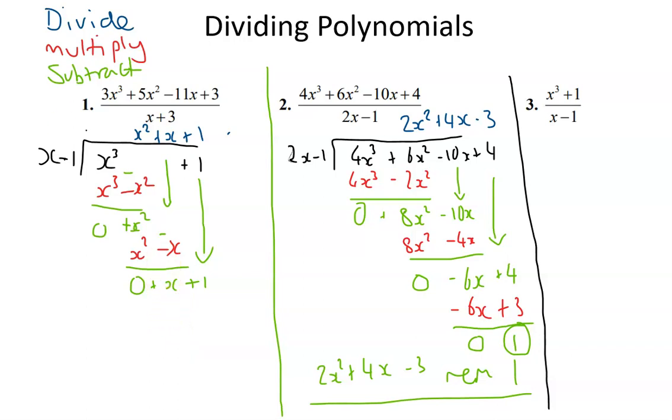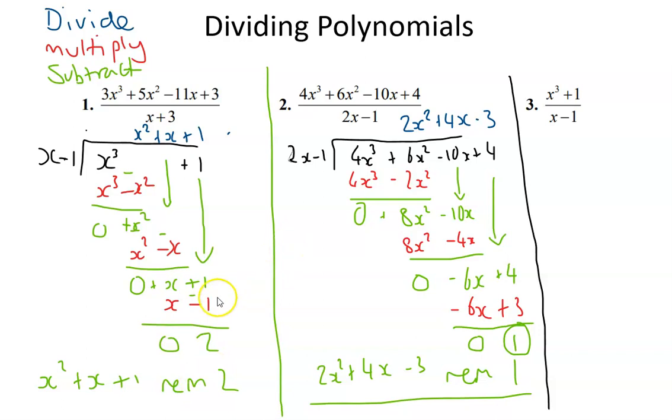Got to change my colour. 1 times x is x for the multiplication. 1 times minus 1 is minus 1. And then when we subtract this, we're going to say x minus x is 0. 1 minus minus 1 is 2. So again, we've got a question where either I've done it wrong, or it has a remainder. So the answer would be x squared plus x plus 1, remainder 2.